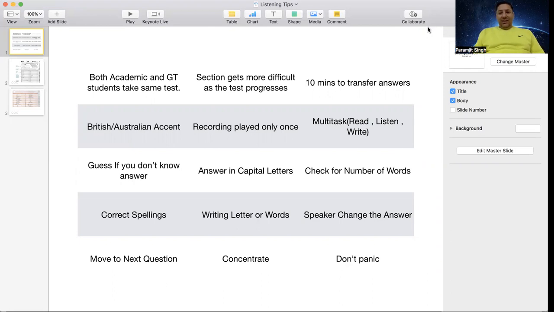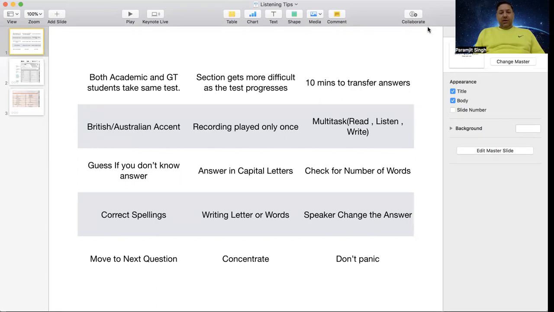Now, in the listening section, you must multitask, because on the one hand, you can read the questions before the recording is played. Then at the same time, when the recording starts, you have to listen to the recording, go to the question and mark your answer on the question paper. So you have to do three things simultaneously. You have to read the question, listen carefully with concentration, then write the correct answer.